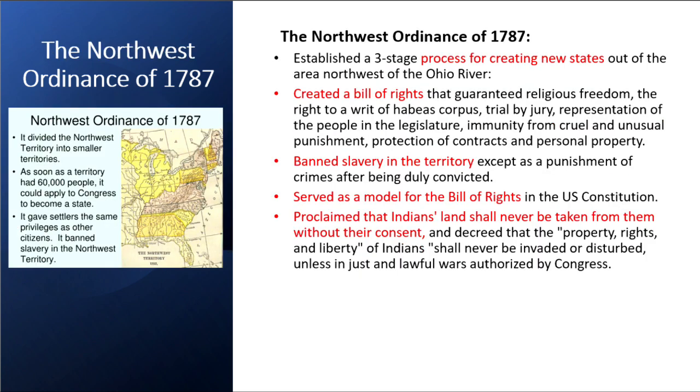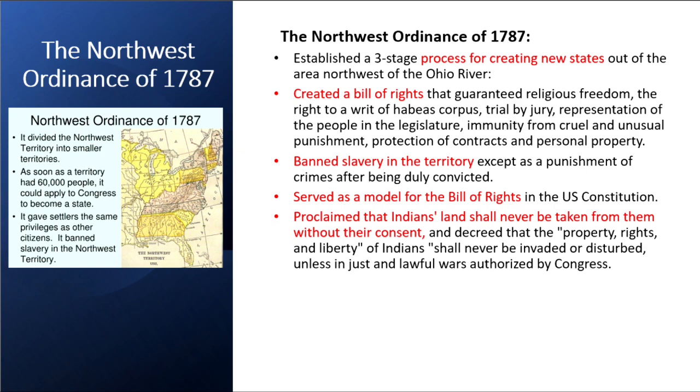That's where the Northwest Ordinance of 1787 comes in. It created a clear 3-stage process for areas northwest of the Ohio River to transition from territories to full-fledged states. But here's where it gets really interesting. This ordinance also included a Bill of Rights, guaranteeing things like religious freedom, trial by jury, and protection against cruel and unusual punishment. Sound familiar? It's like a mini preview of the Bill of Rights in the Constitution.